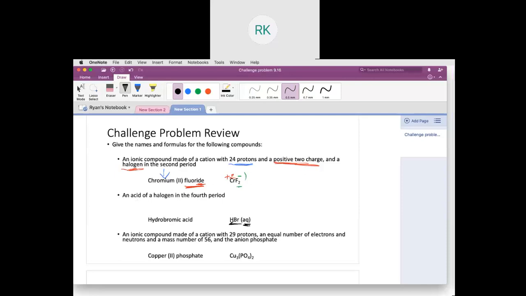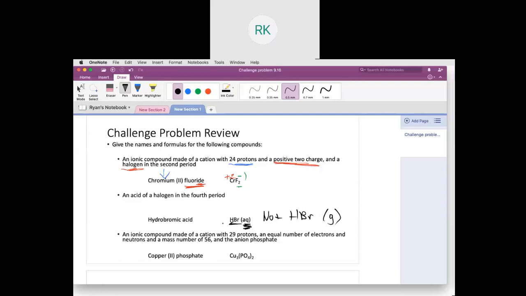And do notice that I wrote aqueous, and this is actually really important, okay? Because acids are aqueous. HBr aqueous is what they're referring to. If you wrote HBr gas, that would be hydrogen bromide, okay? So it's not HBr gas. That is hydrogen bromide. This, HBr aqueous, is an acid, and it's hydrobromic acid.